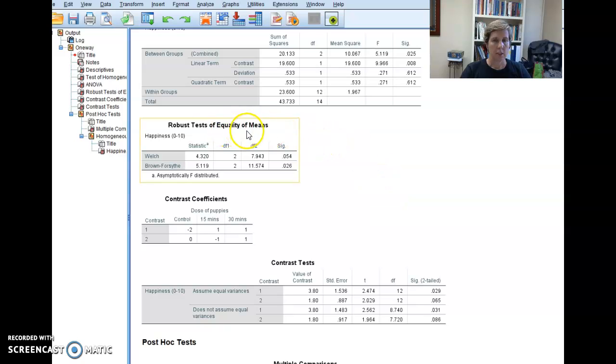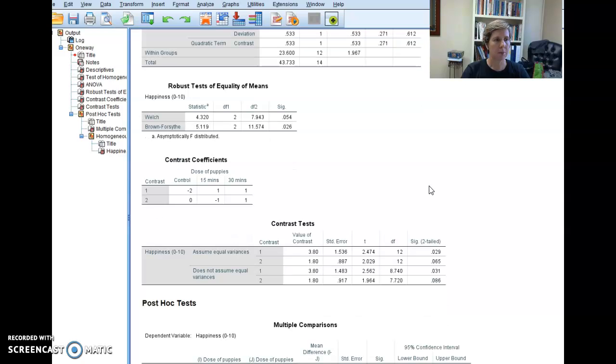So your robust tests of equality of means, remember your Welch and your Brown-Forsythe is a correction factor. And here, the Welch tells us there's not a significant difference, but the Brown-Forsythe says that there is a significant difference. So we're going to go with a significant difference, and we're going to look at our planned contrasts, and we're also going to look at just your post hoc a priori.